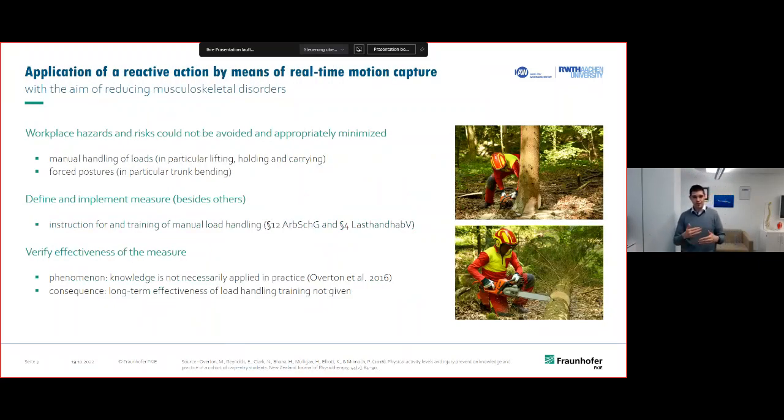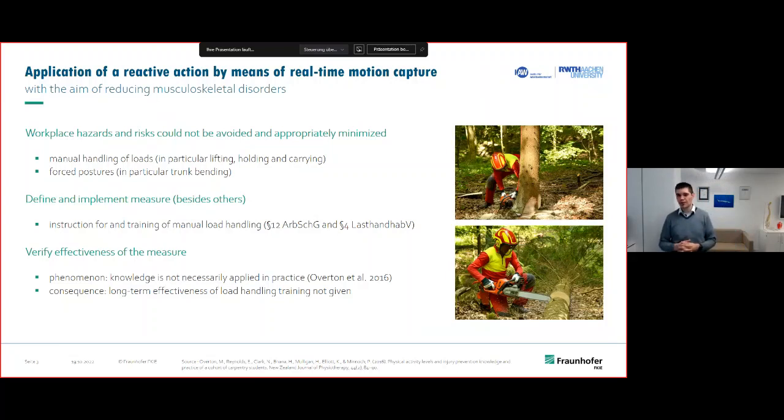What we did as an application was in woodwork. Of course, in woodwork you have a lot of manual handling of loads, you have forced postures, and so on. They have defined and implemented a lot of measures to make the work better. And of course, by law, you have to give manual load handling training or instructions. But you can think about whether these trainings are effective as a measure.